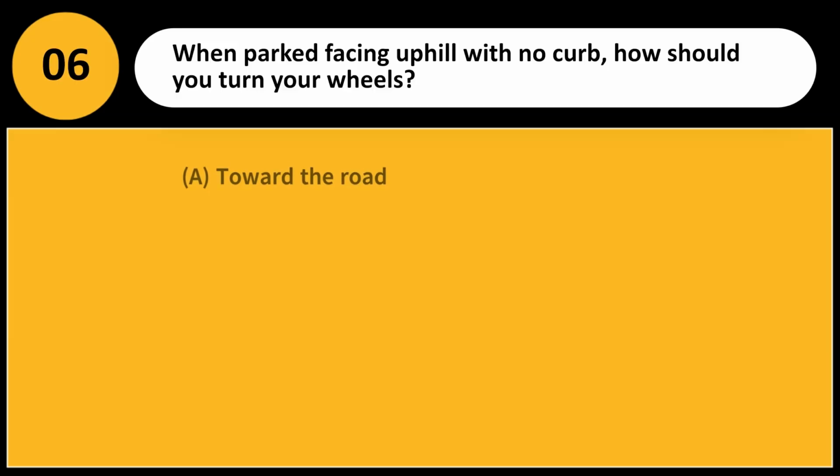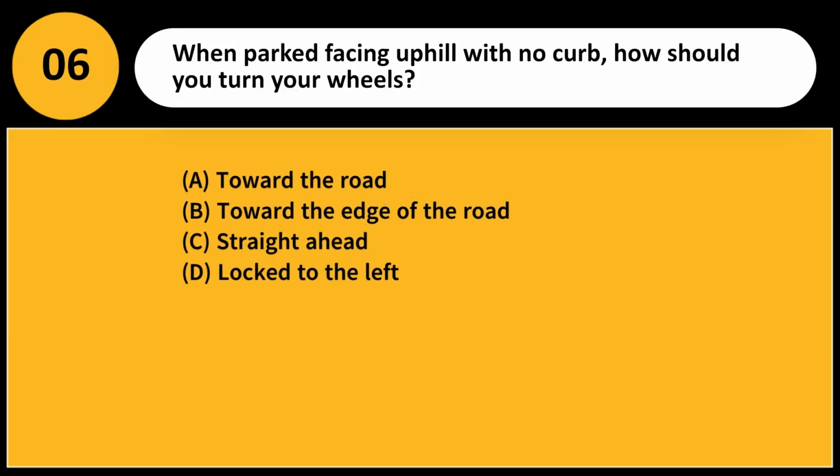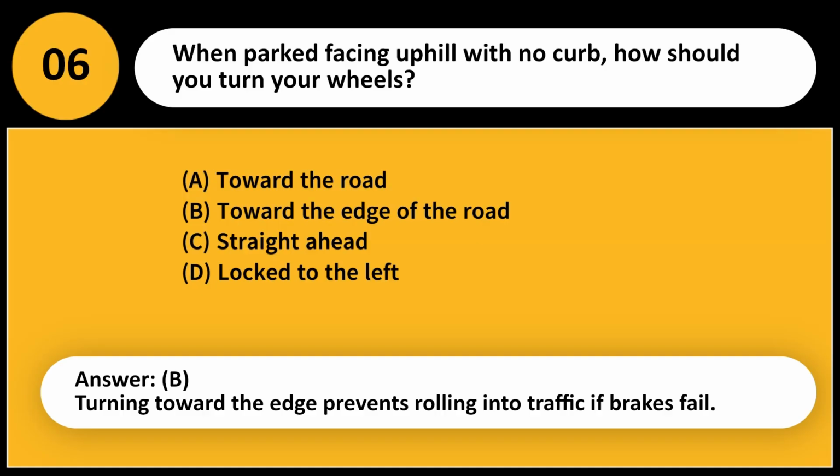When parked facing uphill with no curb, how should you turn your wheels? A. Toward the road. B. Toward the edge of the road. C. Straight ahead. D. Locked to the left. Answer: B. Turning toward the edge prevents rolling into traffic if brakes fail.